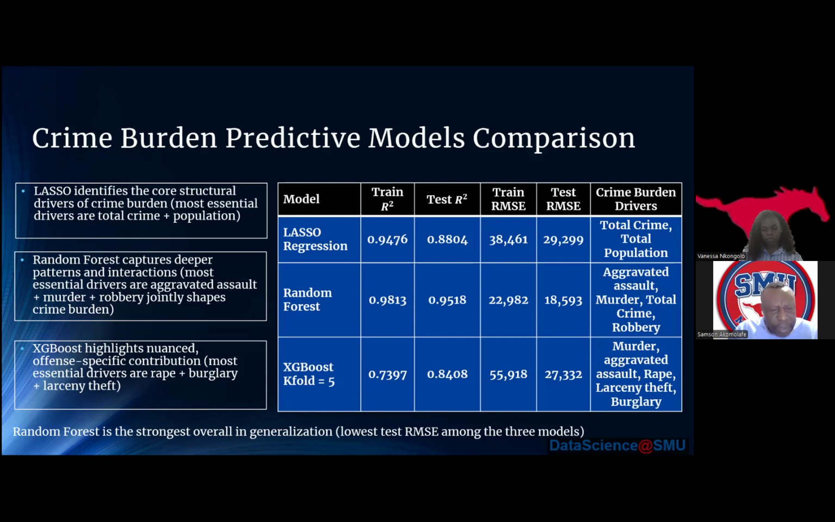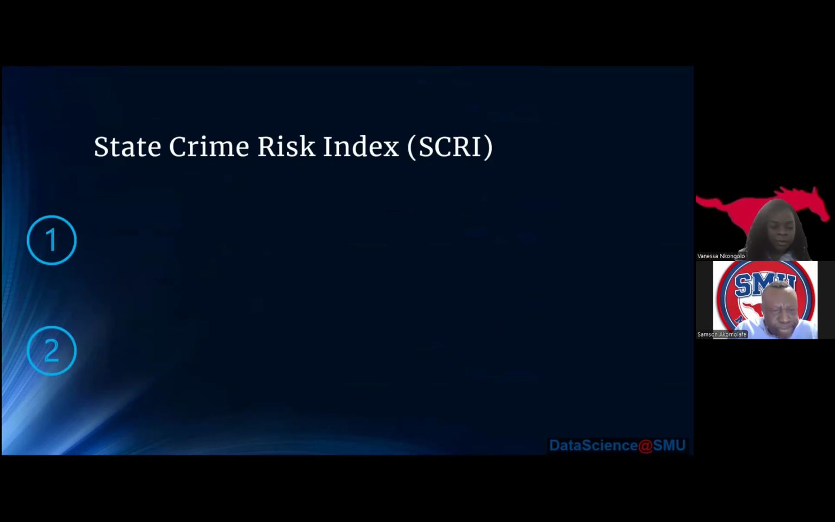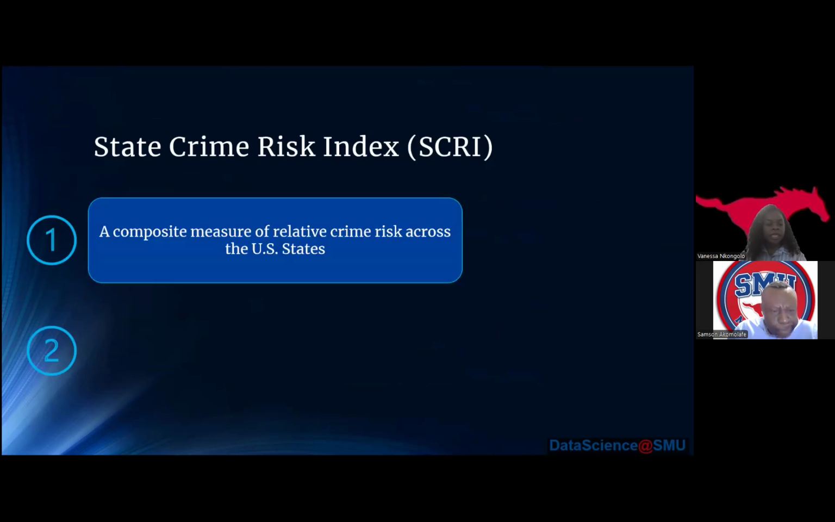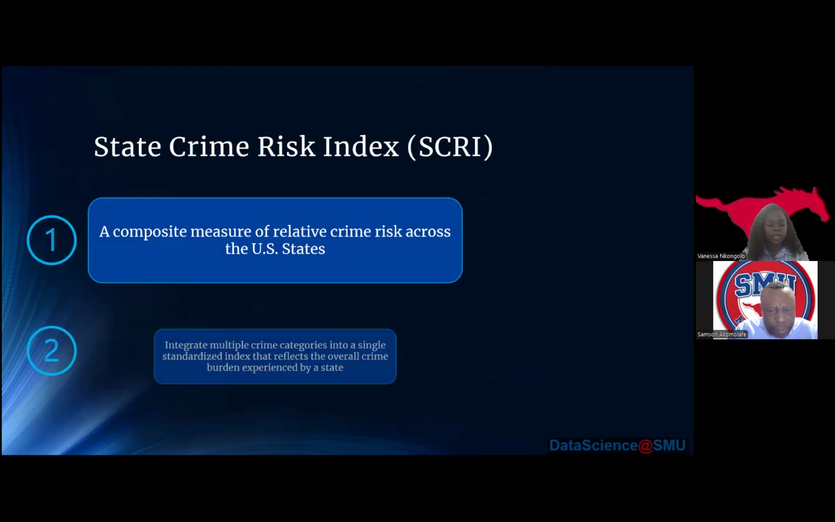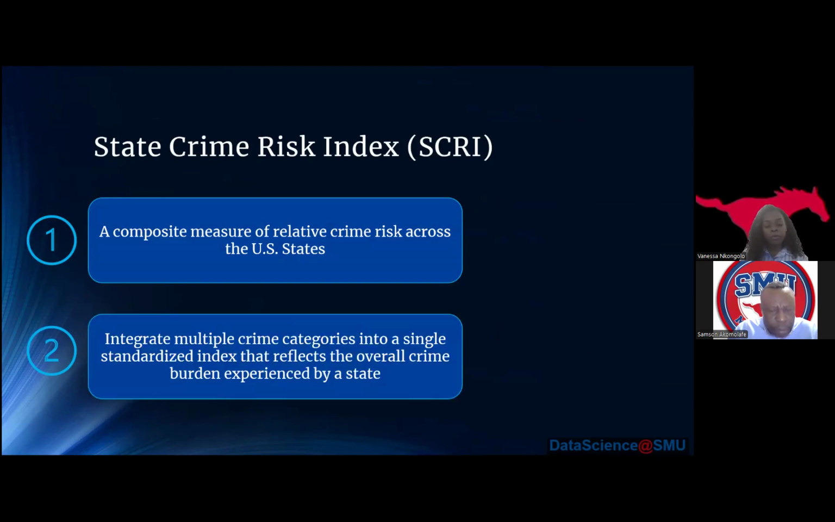I will now invite Vanessa to treat us with the SCRI, the State Crime Risk Index. All right, thank you so much, Samson. So the State Crime Risk Index is a composite measure of relative crime risk across the United States. We integrated multiple crime categories into a single standardized index that reflects the overall crime burden experienced by a state.